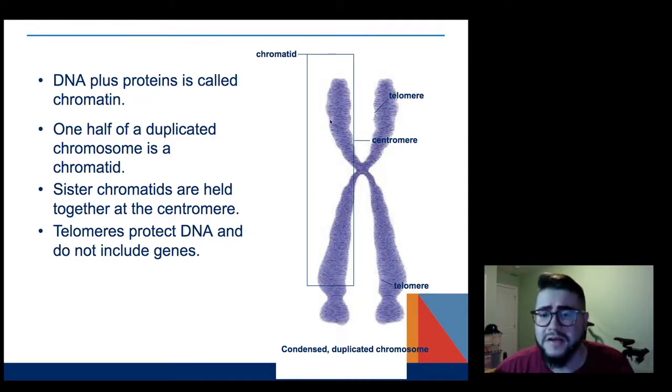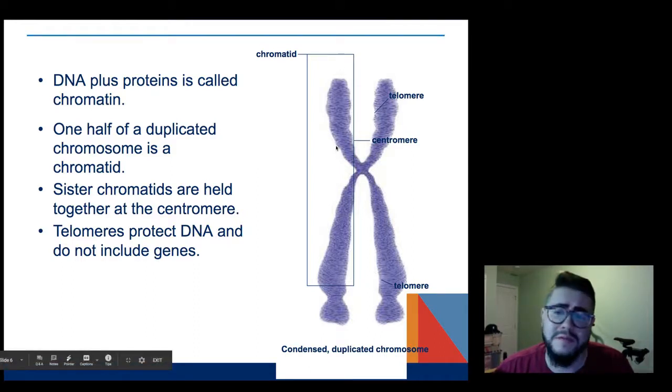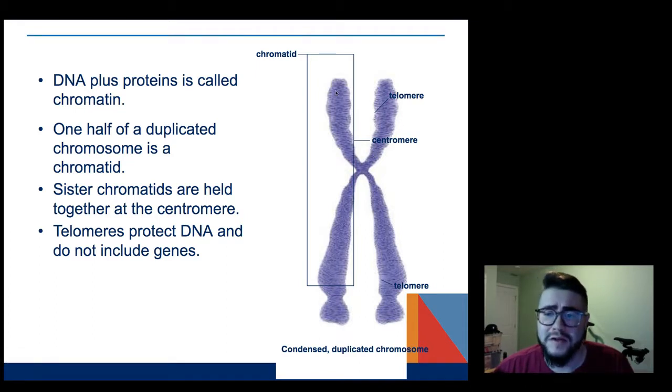Okay, so again, the whole thing is a chromosome. Left and right side are identical copies of each other. They're called chromatids. Here's one chromatid, here's the other one. Centromere holds it together in the middle. Telomere is the cap on the end. Okay.